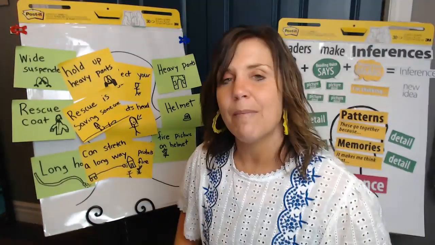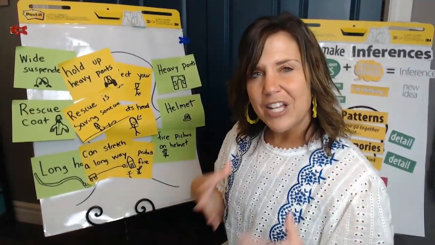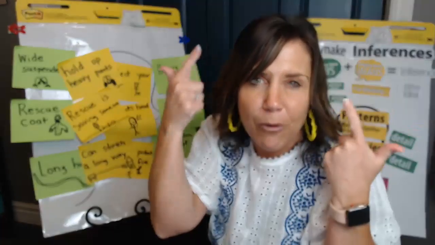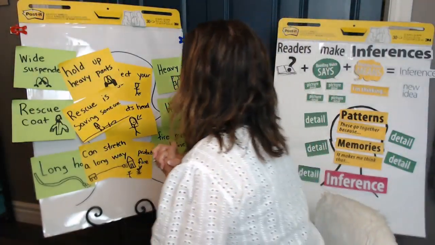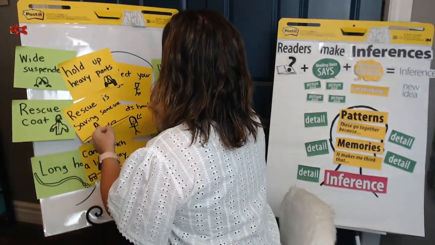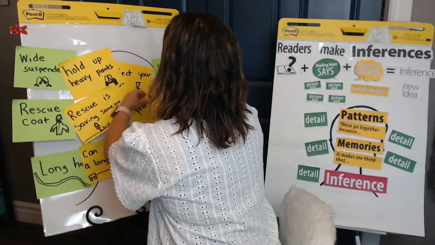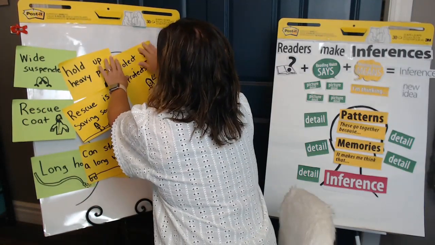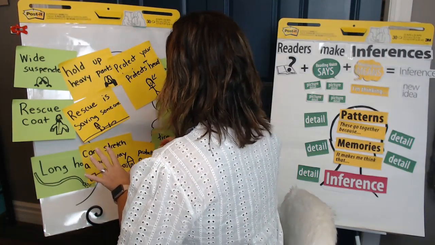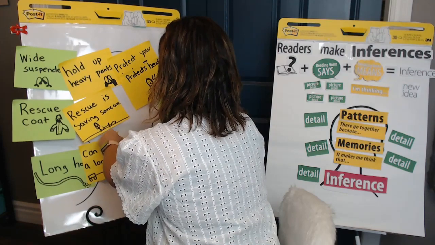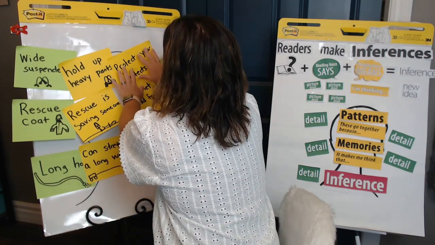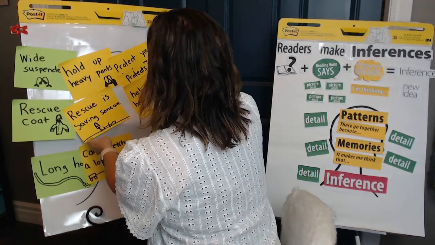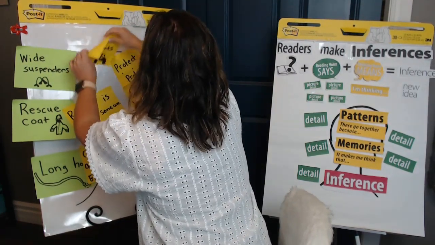So let's start to put some of these clues or details together and start to look for patterns and then use some of our memory, some of our thoughts that we have. Okay, so there's a lot about protecting head and protecting legs, something that needs protection. And then this one, protect head from fire. So we're protecting things from a fire and holding up heavy pants. That kind of goes with the pants.